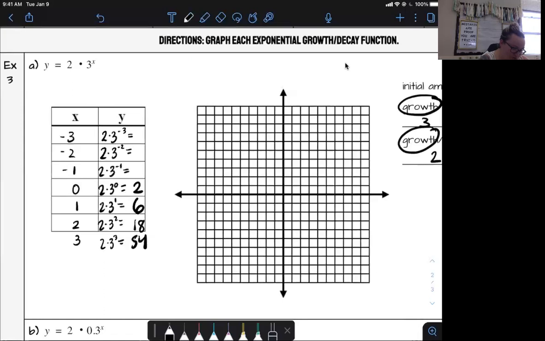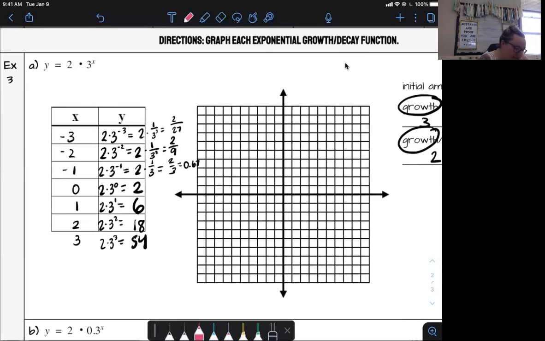2 times 3 to the negative 1. So 3 to the negative 1 is 1 over 3. So 2 times 1/3 would be 2/3, or 0.66 repeating. So 2 times 3 to the negative 2 would be 2 times 1 over 3 squared, or 2/9, which is even smaller than 2/3. 2 times 3 to the negative 3 would be 2 times 1 over 3 cubed, or 2 over 27, which is even smaller than 2/9. I'll show you what's happening here on the graph in just a second.